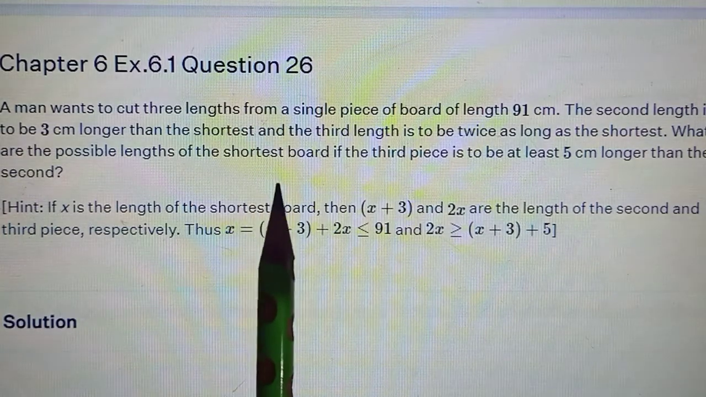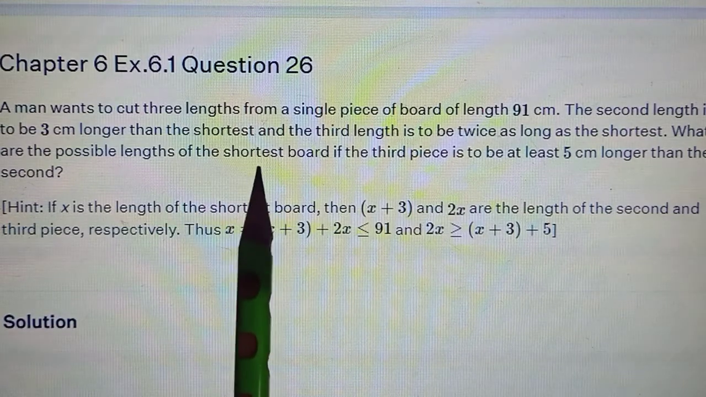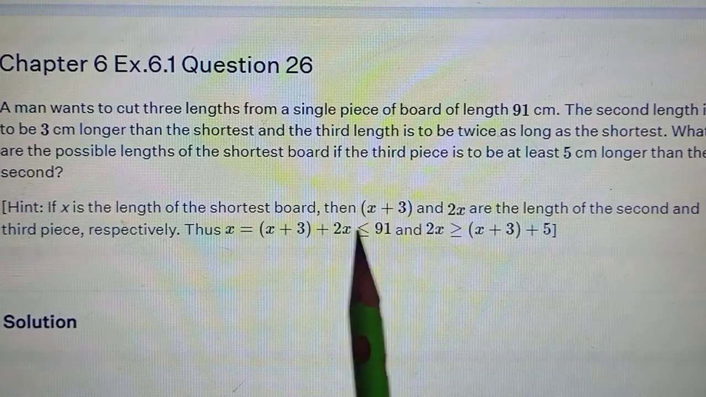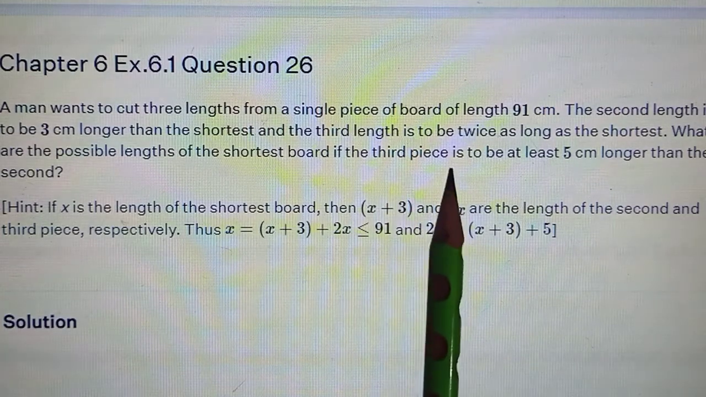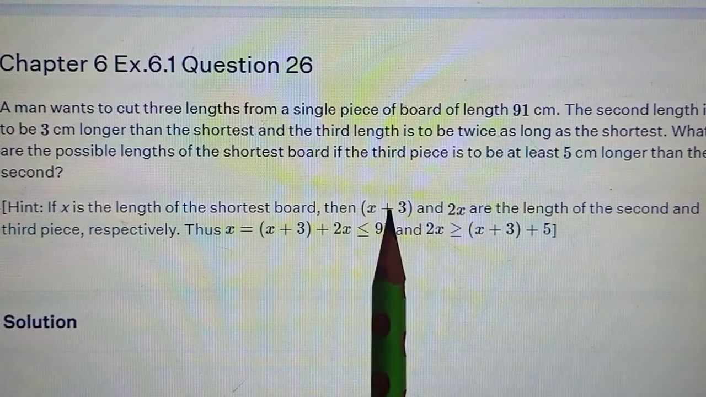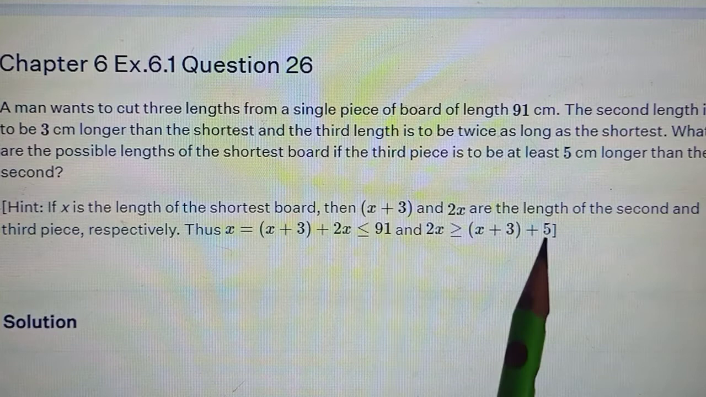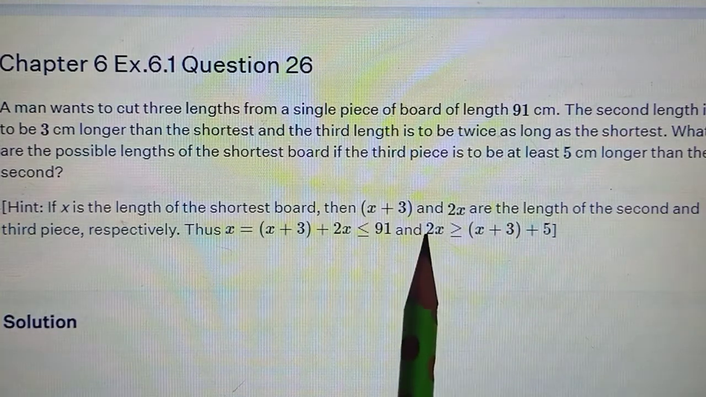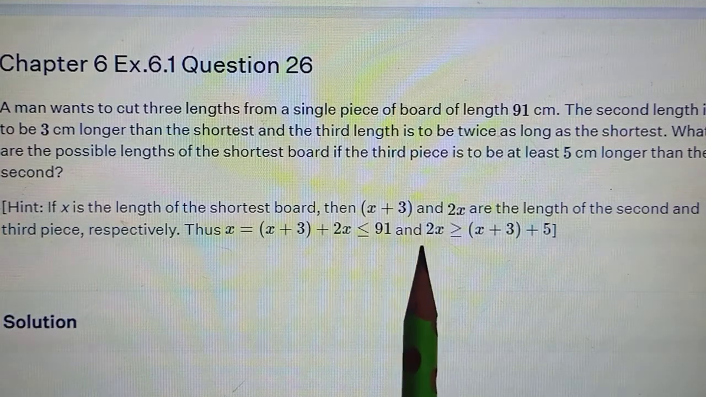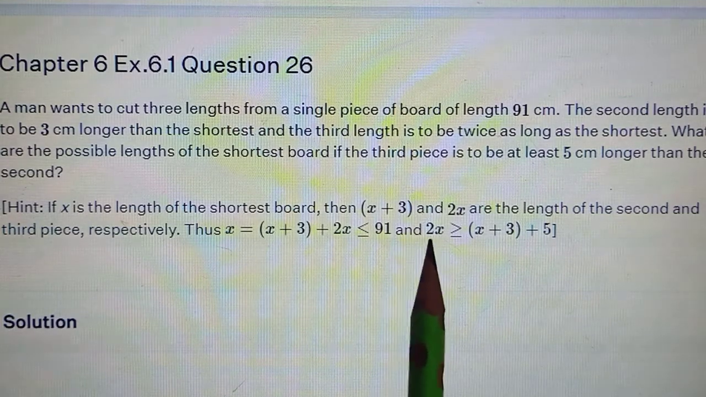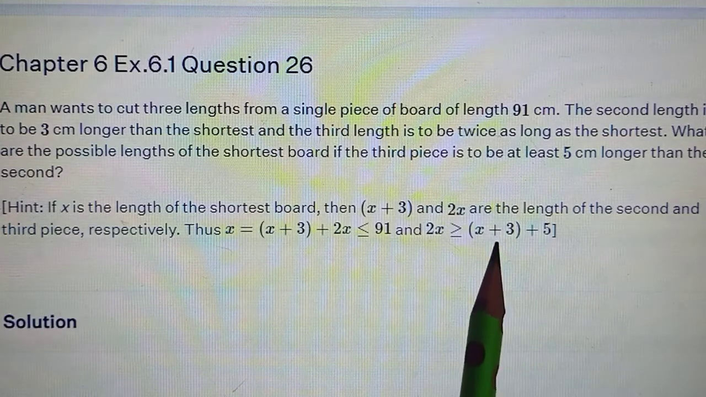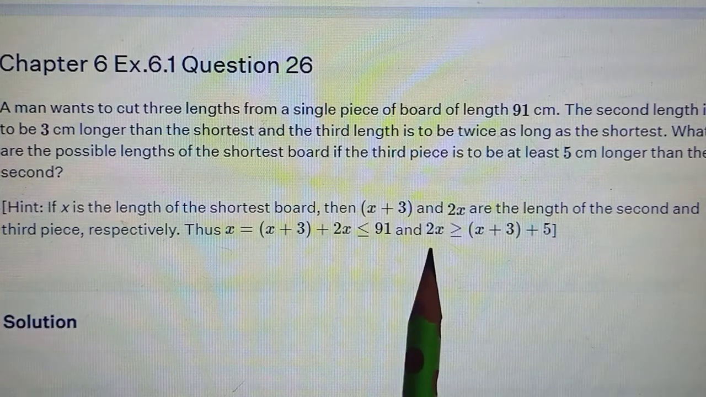Second, we were also told that the third piece, that was 2x, this third piece is at least 5 longer than the second one. Second was this. So 5 more. So x plus 3 plus 5. And this is at least, so the greater than sign will come. Okay, so this third piece can be more but not less. At least means more but not less. So 2x should be greater than or equal to x plus 3 plus 5. That is how you get your next constraint.